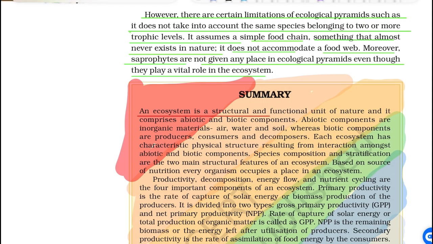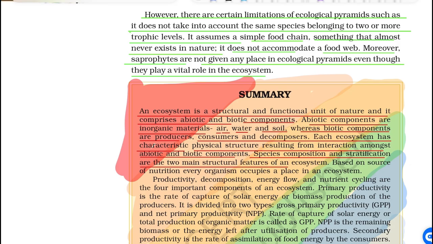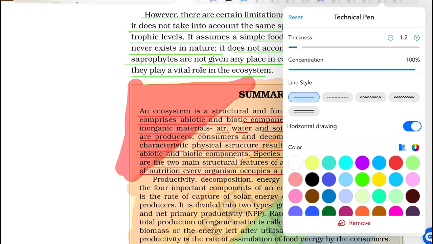An ecosystem is a structural and functional unit of nature, and it comprises abiotic and biotic components. Abiotic components are inorganic materials, air, water, and soil, whereas biotic components are producers, consumers, and decomposers. Each ecosystem has a characteristic physical structure resulting from interactions among abiotic and biotic components. Species composition and stratification are two main structural features of an ecosystem. Based on the source of nutrition, every organism occupies a place in the ecosystem.